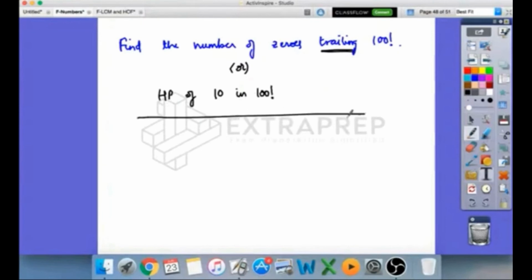Now I told you already 10 is a composite number. You can't divide it continuously. So how is a 10 formed? A 10 can be formed by combining a 2 and a 5. So these two numbers should combine to form a 10.